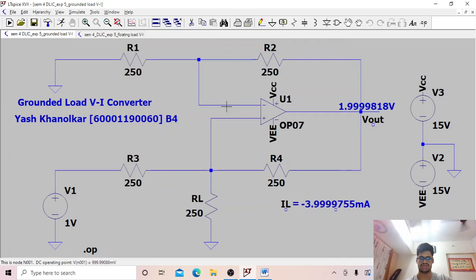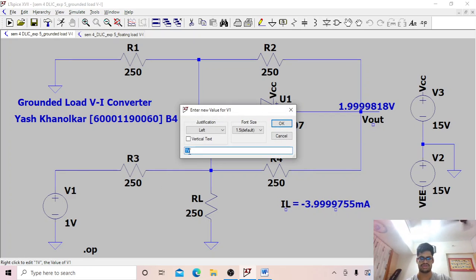Yeah, so we can see that for a supply voltage of 1 volt, we are getting a load current of minus 3.99 milliampere, which is almost equal to 4 milliampere. The current value is negative because the direction of the current is opposite, but the magnitude of the current is still 4 milliampere, so the circuit is running perfectly. And if we increase this to 5 volt, let's see what happens.